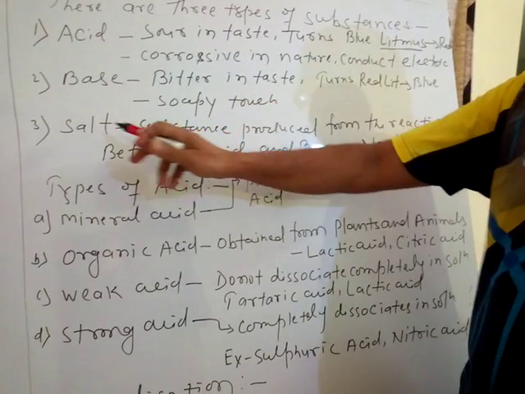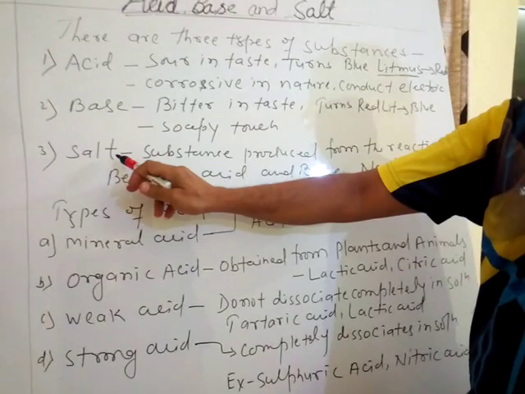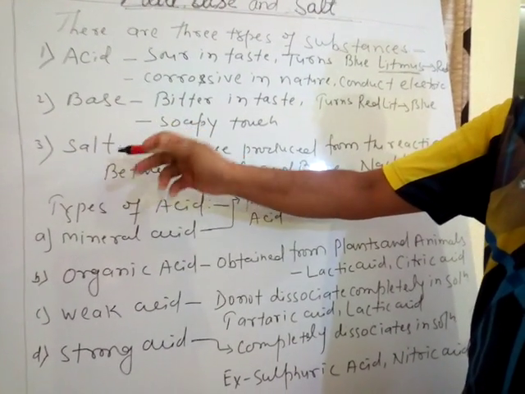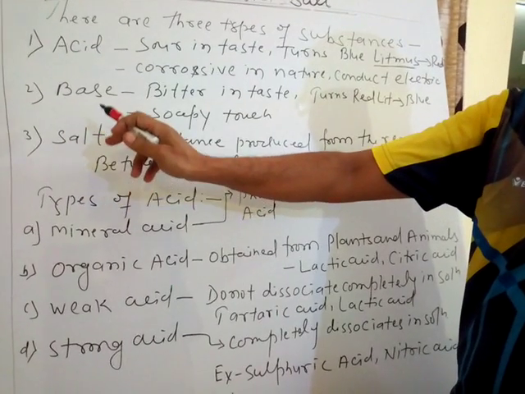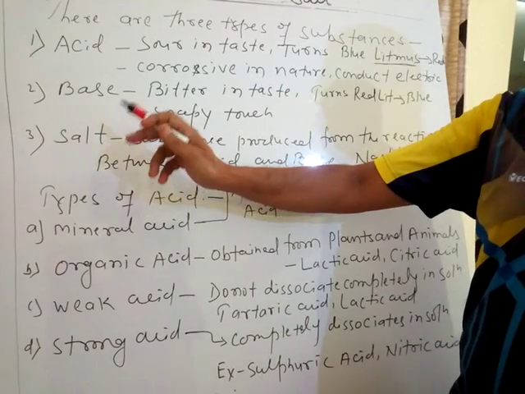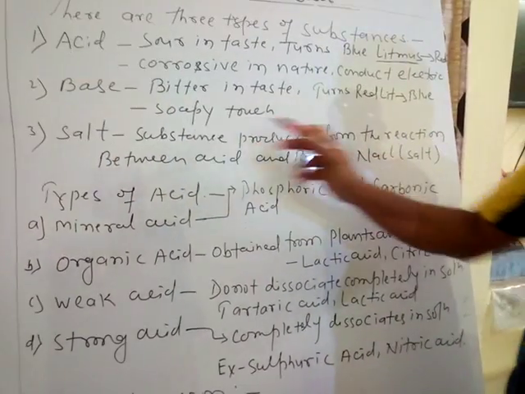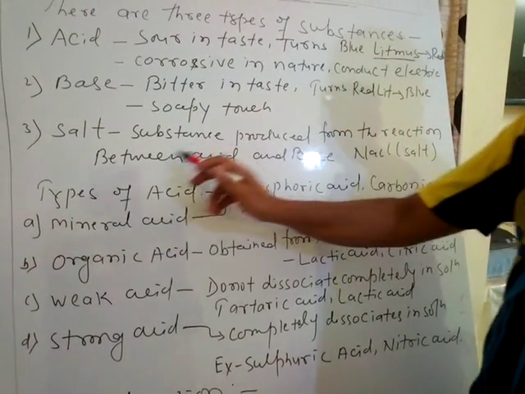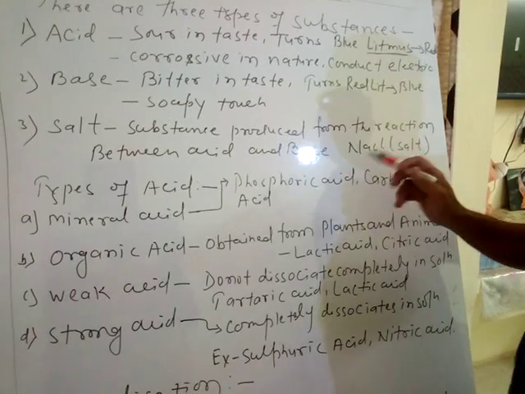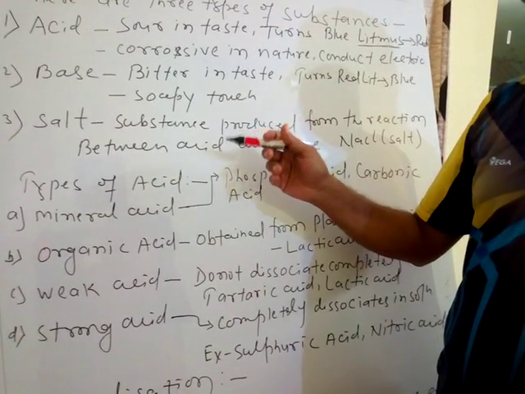And the substance which is formed after a reaction of acid and base is called salt. Salt is produced after the process of neutralization reaction, means this salt is neither acidic nor basic in nature, so it is neutral. So if the acid and base react, it produces salt and water.